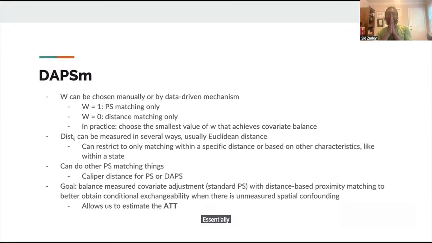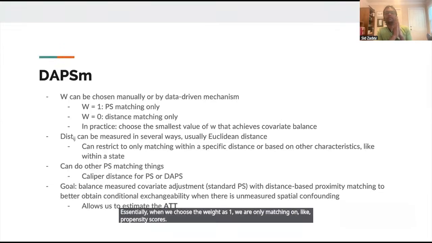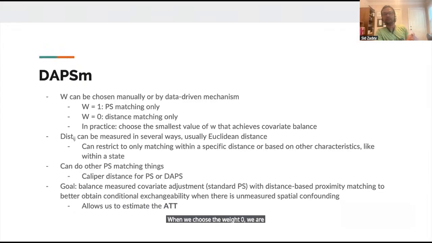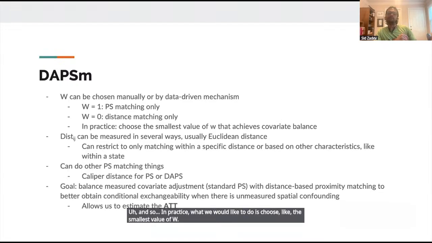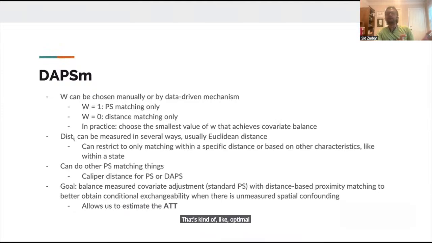Essentially, when we choose the weight as 1, we are only matching on propensity scores. When we choose the weight 0, we are only matching on distance. So in practice, what we would like to do is choose the smallest value of W that's optimal for both the covariate balance while also looking at spatial proximity. Within the distance, there are so many different ways of defining what distance would be in spatial work.